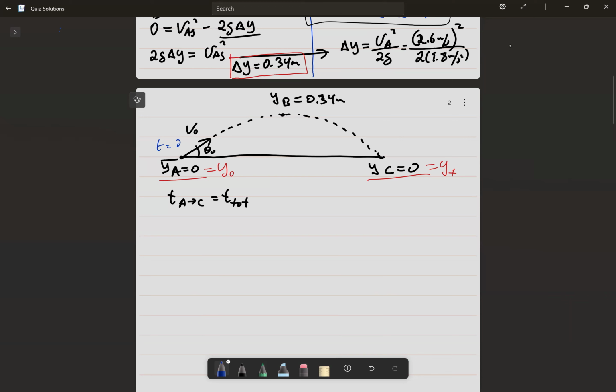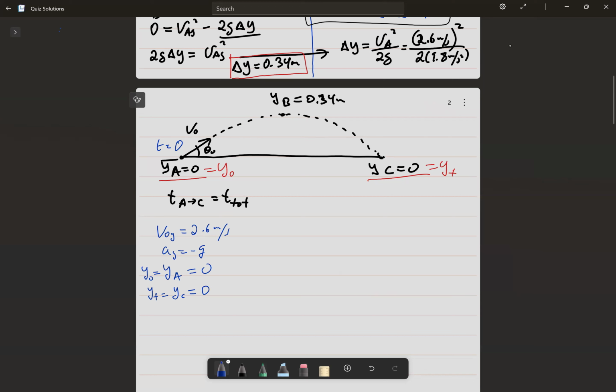We start at point A, and we can take that to be our starting position, so it's 0. We have the velocity at that point, that means we have v naught y, which is 2.6 meters per second. We have acceleration equals negative g. Position of A equals 0, which is my initial position. Position final, which is position C, also 0. And then I want to find time.